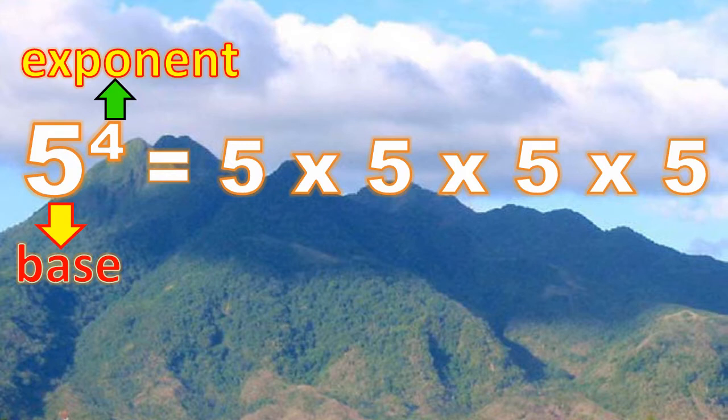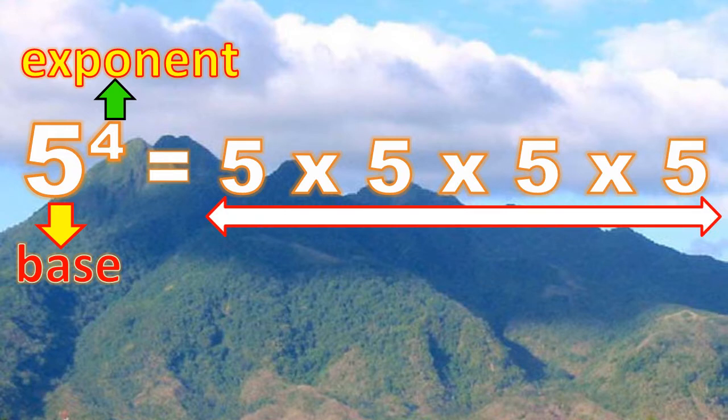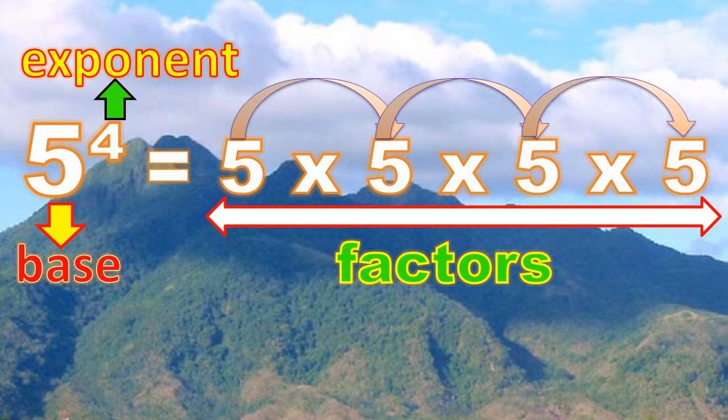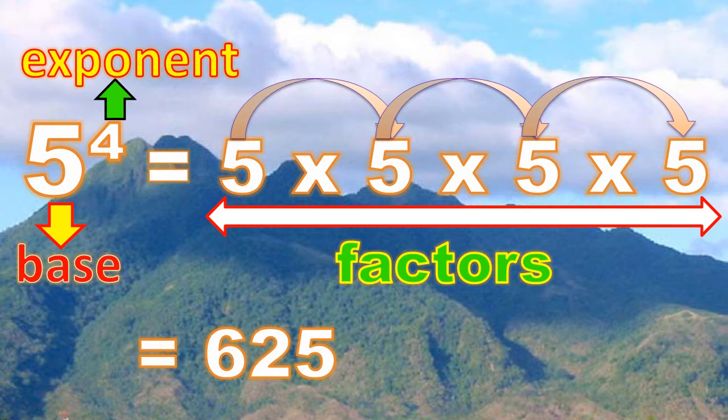Maybe some of you have a question in mind, what is this 5 times 5 times 5 times 5? These are what we call the factors. Now we are going to multiply 5 times 5, that will give us 25. 25 times 5, it will give us 125. 125 times 5 is what? The answer is 625.